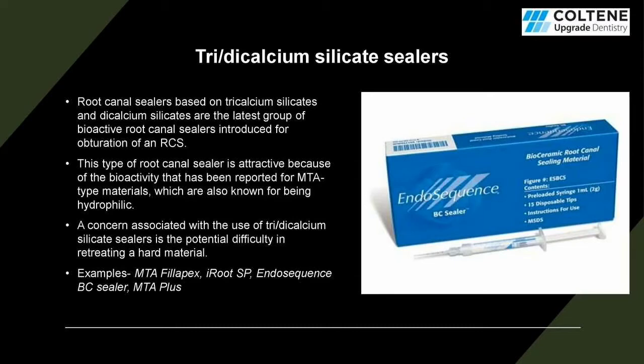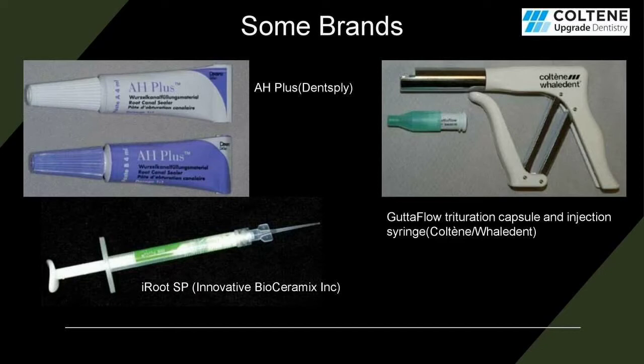These are some of the photos that I've attached of the examples that I've given. H+ can be seen. We have Gutta Flow. The Gutta Flow was the previous generation. We will talk about Gutta Flow 2 today. And this was a trituration capsule that we used to have. Now the modified variant is available. And another example, another photo that's available is the iRoot SP. That's a bioceramic sealer.